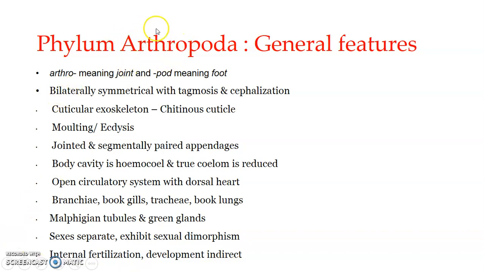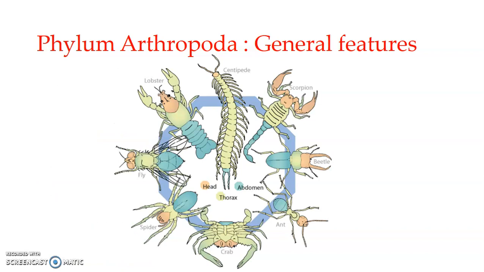The term Arthropoda has come from two root words, arthros and pod. Arthros refers to the joint, and pod refers to foot. So it is actually jointed foot. As already mentioned, they are bilaterally symmetrical with tagmosis and well-developed cephalization. What is tagmosis? Over here, these are a few representatives of Phylum Arthropoda.